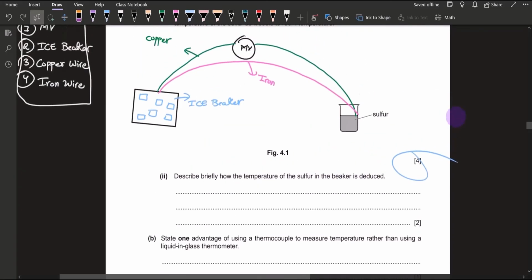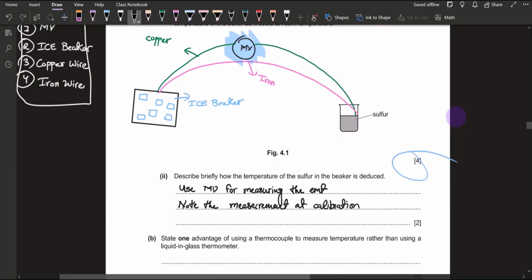Part 2 says describe briefly how the temperature of the sulfur in the beaker is deduced. So first of all, what you have to do is use the microvoltmeter to measure the EMF. And then what you have to do is note the measurement on a calibration graph. And we'll get 2 marks for this. First mark for this and second mark for this.